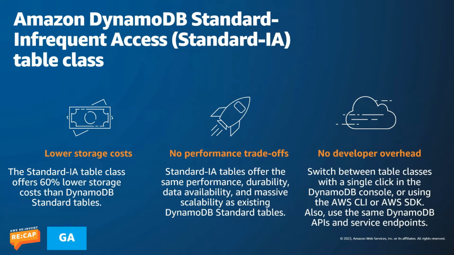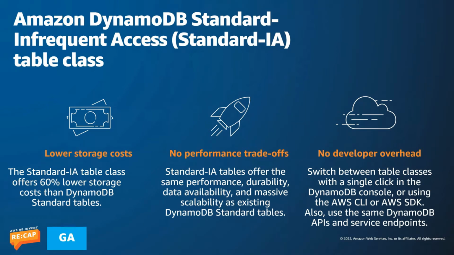In an existing table, you simply go to your console, select your table, go to Actions, update the table class. After a few seconds, the table is now updated to use Standard-IA. And you can change back when you need to go back to the Standard class.